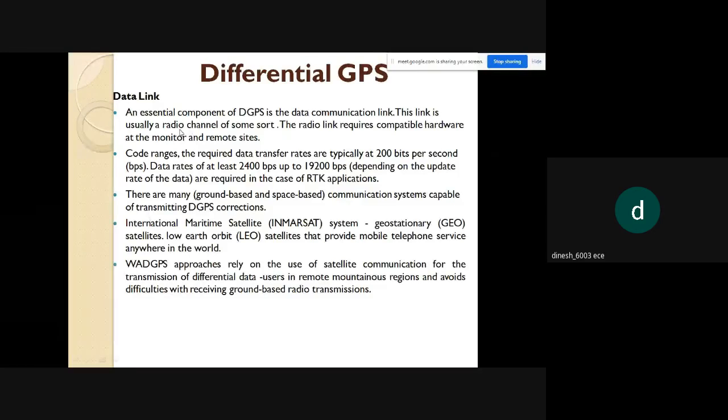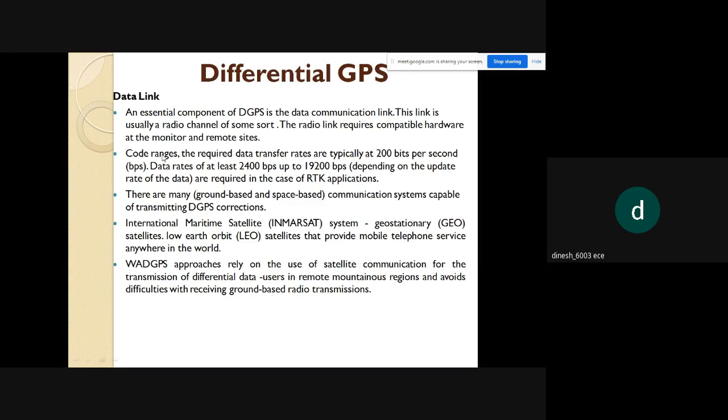The data link is an essential part of your GPS, which connects the two devices, as we have a data link layer in our network theory, in our communication networks. So this link is always a type of radio channel. The radio channel will have two parts, hardware and software, which are compatible with the monitor station and remote stations.